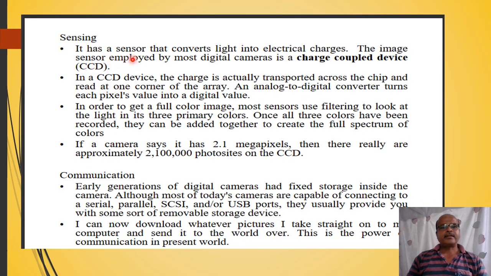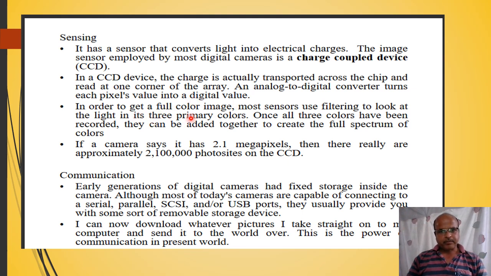Sensing. It has a sensor that converts light into electrical charges. The image sensors employed by most digital cameras are charge coupled devices. In a CCD device, the charge is actually transported across the chip and read at one corner of the array. An analog to digital converter turns each pixel value into a digital value.